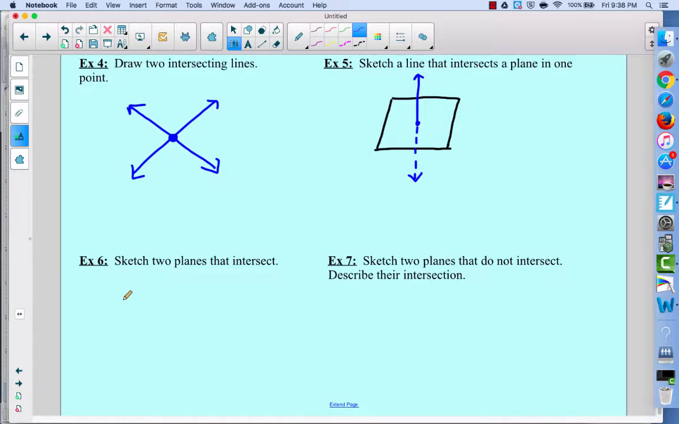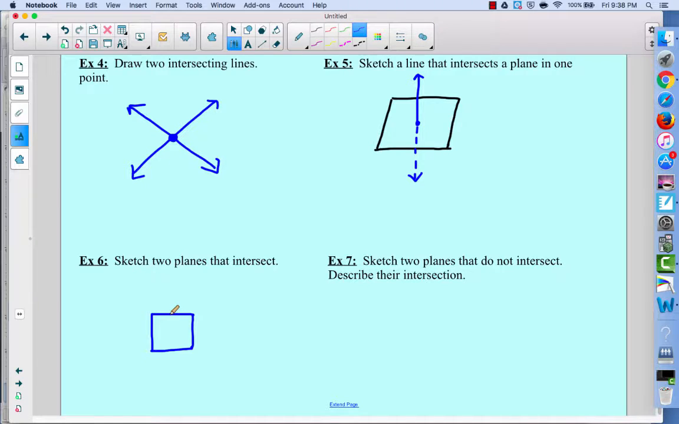One of the ways, this isn't the only way, but one of the ways I like to draw planes that intersect is to draw a cube. So let me show you how I draw a cube. I first draw a square. A square has 4 equal sides and 4 right angles.